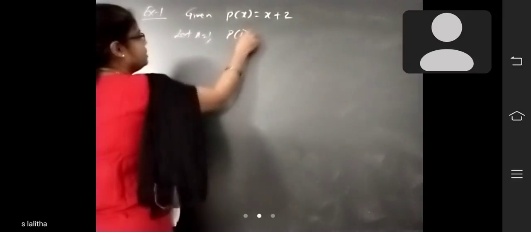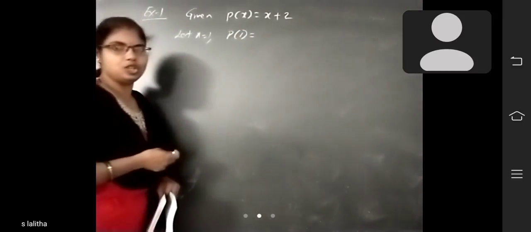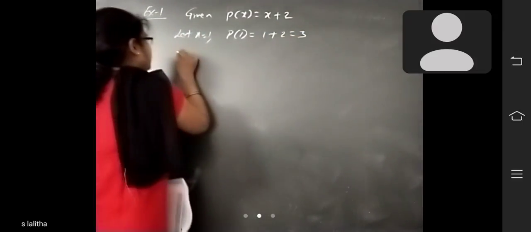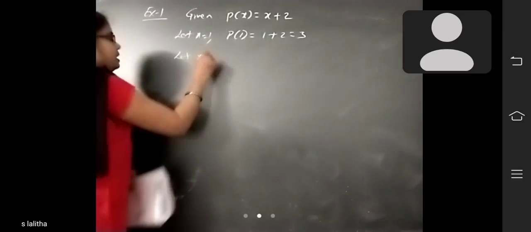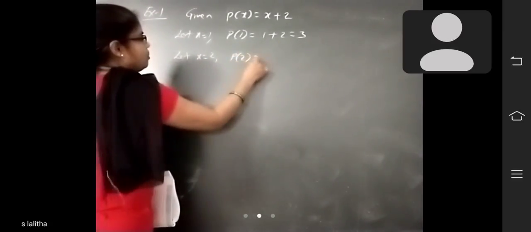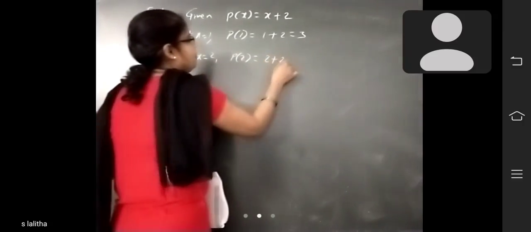So first one is P of 1. Let x is equal to 1, then P of 1 is equal to, you have to substitute 1 in x. Okay. So 1 plus 2, how much? 3. Next, let x equal to 2. So P of 2 equal to 2 plus 2, 4.